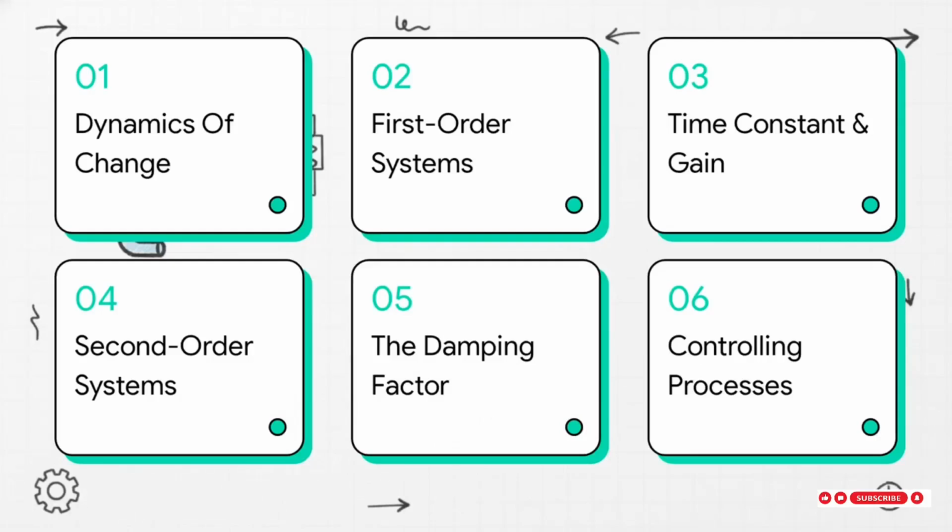Here is our roadmap for today. We'll start with the dynamics of change, break down first-order systems, look at time constant and gain, see how second-order systems emerge, talk about the damping factor, and then wrap it all up with controlling real-world processes.